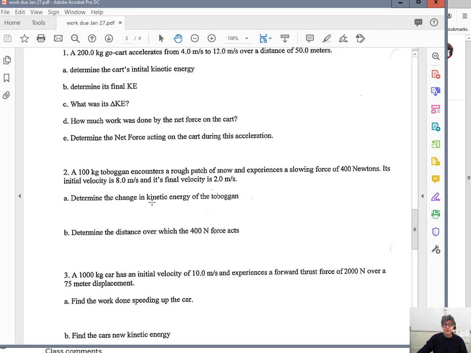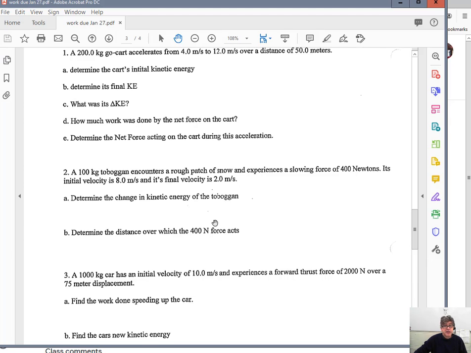So, determine the change in kinetic energy. I don't lead you to it, so you actually have to find the initial kinetic energy with the 8. You're using a new formula, 1/2 mv², mass and velocity. And then the final kinetic energy, this toboggan is slowing down. Maybe there'll be some snow. If you're watching this now, it's probably already snowing, or done snowing, and you're just getting your homework done, which I appreciate.